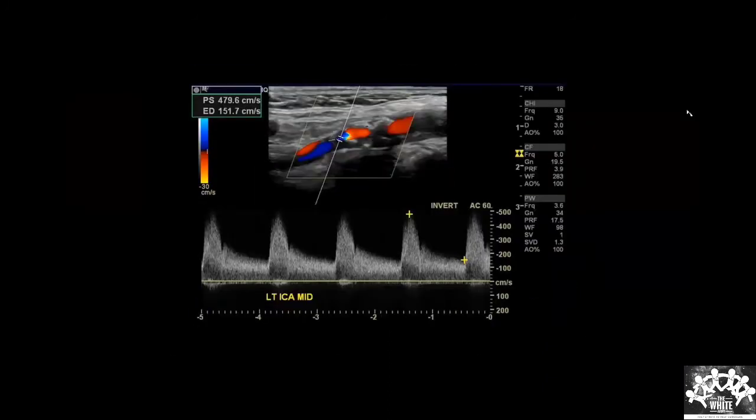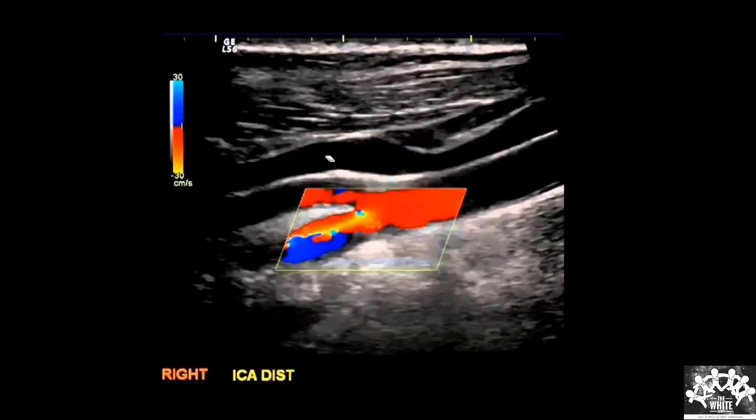Now what has happened to the velocity here? There is increased velocity. Good. What has happened to the flow here? The flow has become turbulent flow. Okay, what has happened to the flow here?